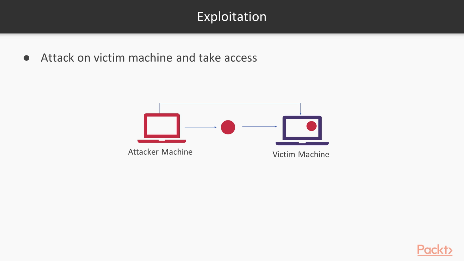This is called exploitation. And now I can take information from the Windows machine. For example, I can gather information about the processes running in the Windows machine. I can also gather information about the hashes available inside it. So this is called exploitation.